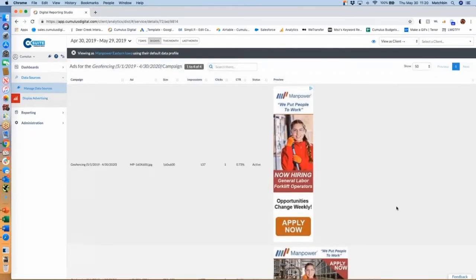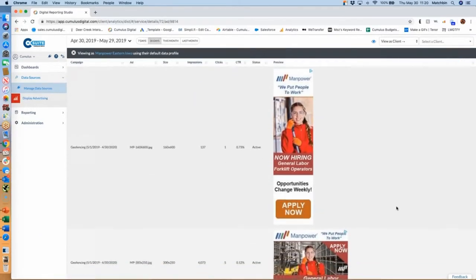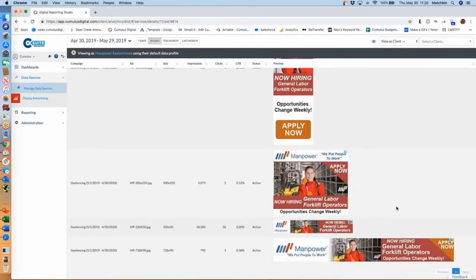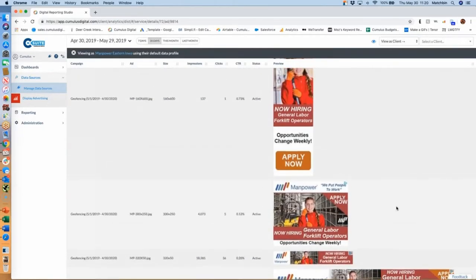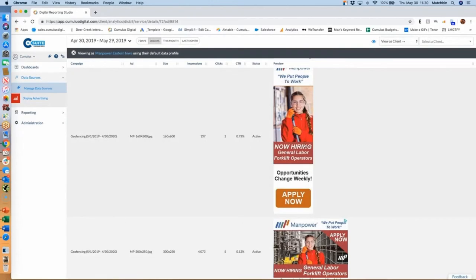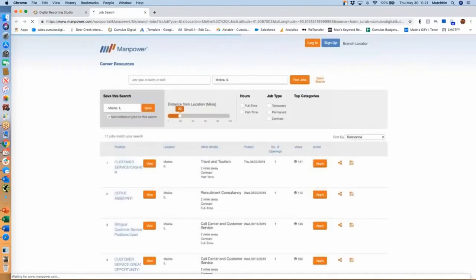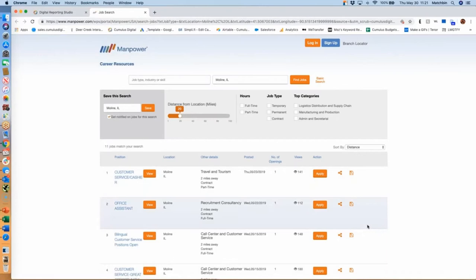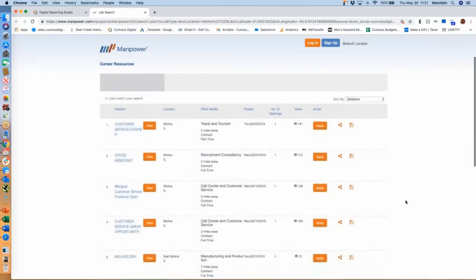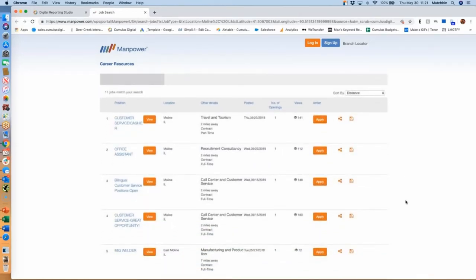So here are the ads that Manpower Eastern Iowa is currently using. And we actually give data on the ads themselves: how many times this ad has been served, how many clicks, the click-through rate, and so forth. I can even click on this ad. It'll open a new browser and take me to the click-through URL. If I had been served this ad because I'm looking for a job in Eastern Iowa, this is where it would take me, directly to a page that shows me all the jobs, which is exactly what I want.